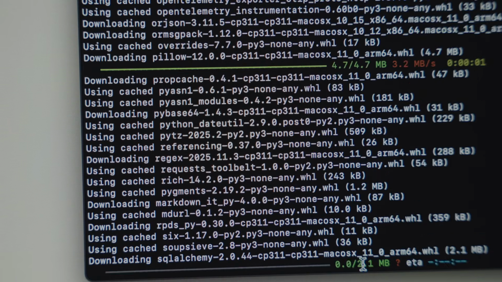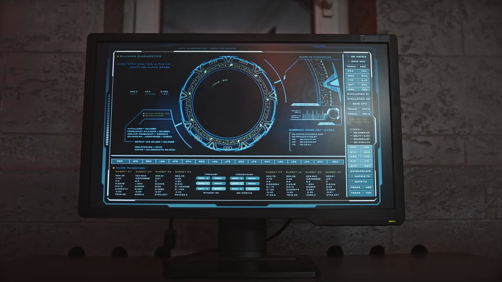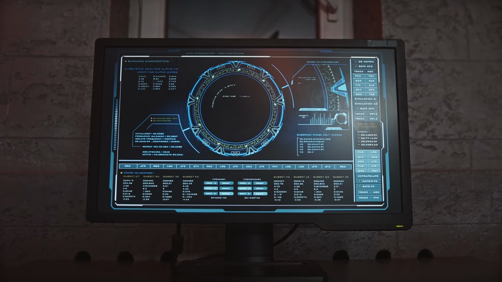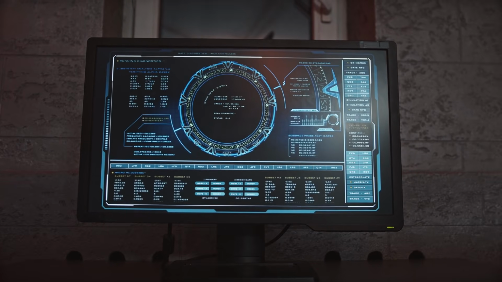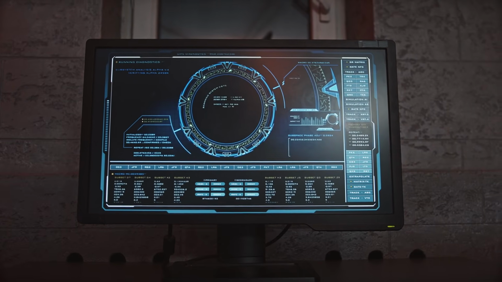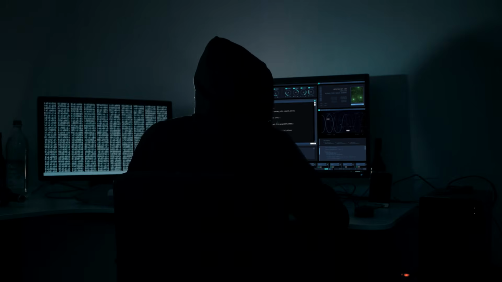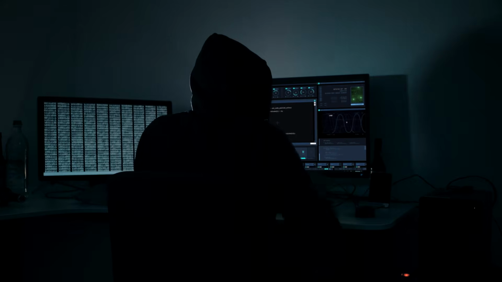This is the same category of problem as C2 over Slack, over Discord, over Google Docs. Attackers have been doing this for years. The technique is sometimes called C2 over legitimate web services or LOTS, living off trusted sites. The reason it keeps working is that defenders are slow to instrument the inside of these channels, and vendors have little incentive to make it easy to do so.